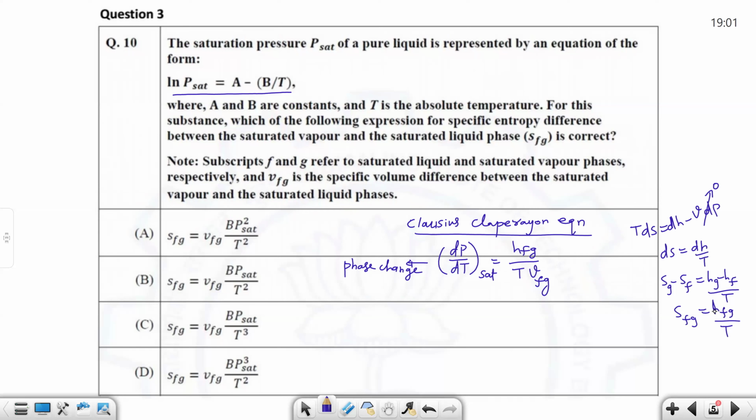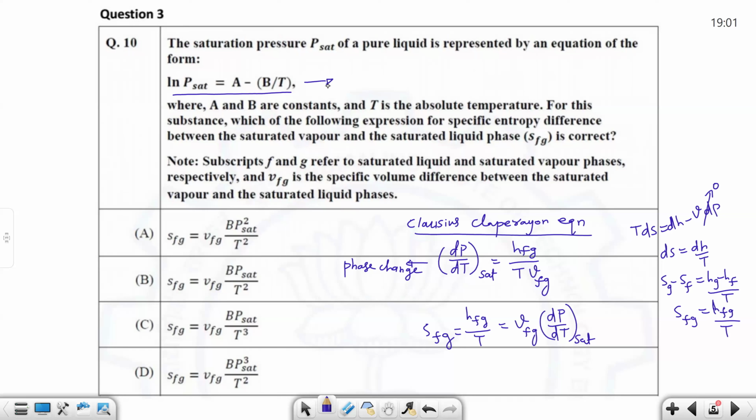So from here, we can understand that Hfg by T is equal to Vfg into dP by dT at saturated. So this will be your Sfg. Now we need dP by dT at saturated. That you can get from here.